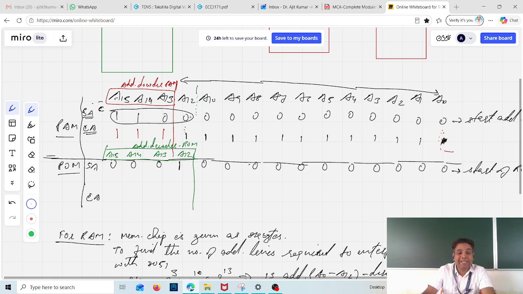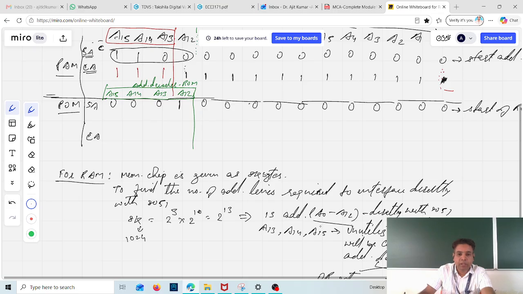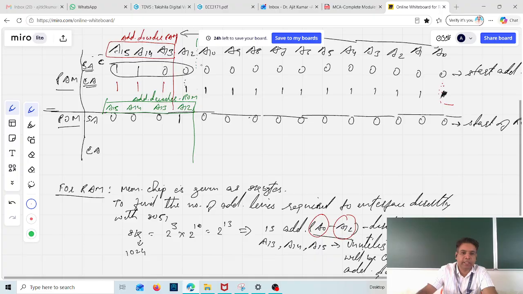Now A12 is not unutilized. A12 is directly connected, because just recall, what we have seen is A0 to A12 are directly connected. That is why I made this A12 binary one. So don't get confused about why you have not written this 0. I hope it is clear to you.